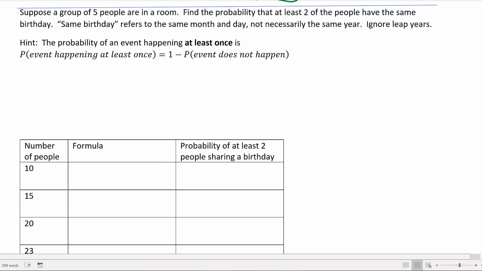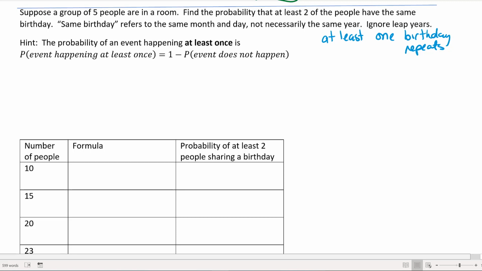Now, instead of thinking of it as at least 2, it's more like at least 1 birthday repeats. Because if you only have 1 person in the room, they can't have the same birthday. So the first one doesn't really matter. It's the second one that has a repeat birthday of someone else in the room.